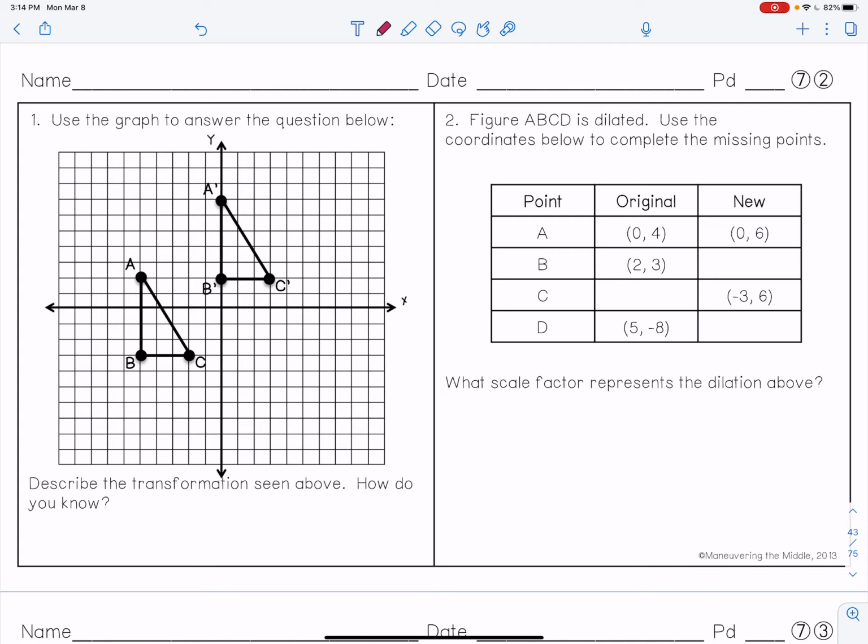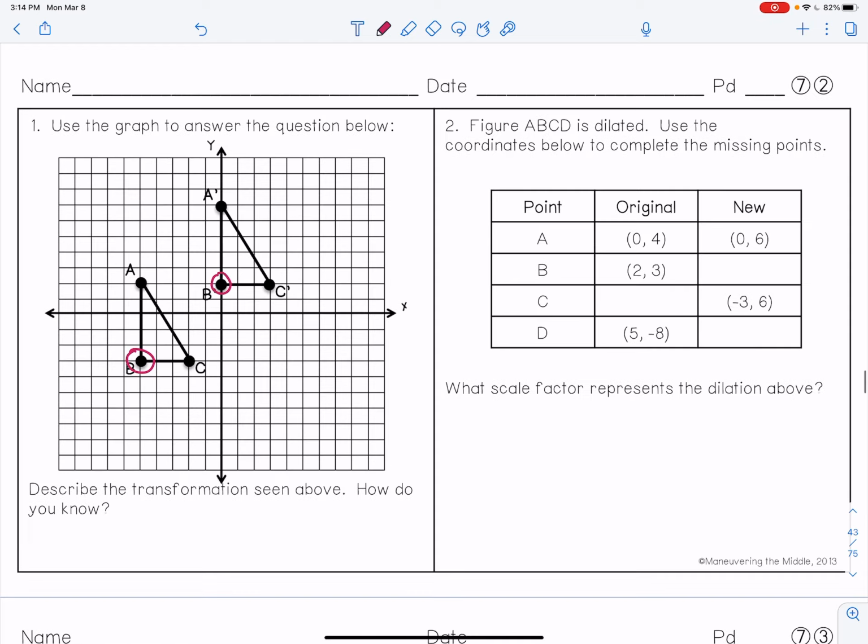So if I'm looking and I just choose any point I want, maybe I'll choose point B. I'm just going to focus on that point. I want to get from the bottom B to the top B, and I know that because I don't have anything with these letters, but I have this little apostrophe with the other ones. So that's how I know that's a transformed figure.